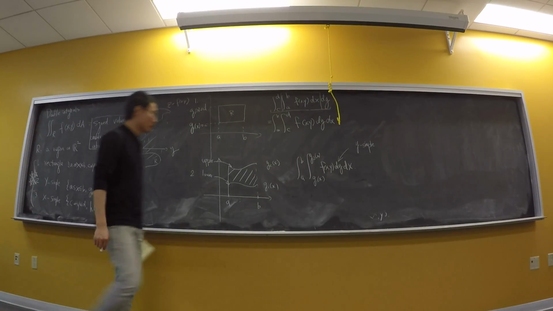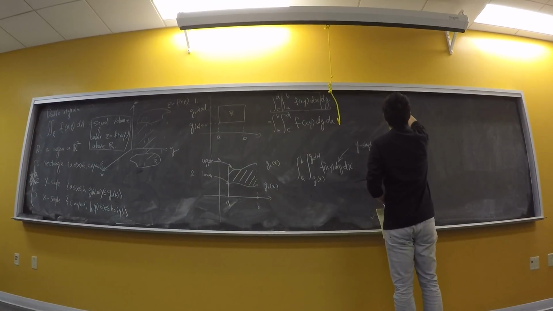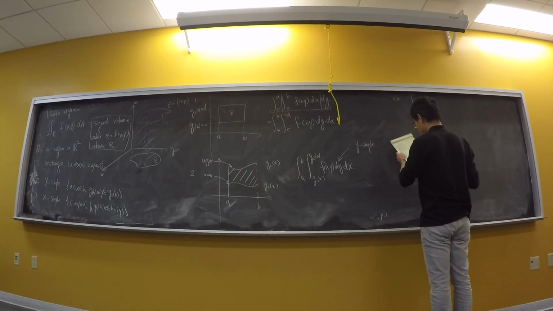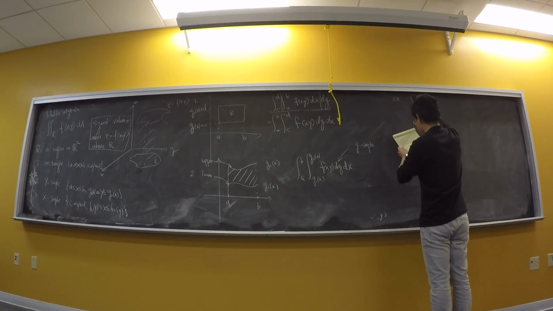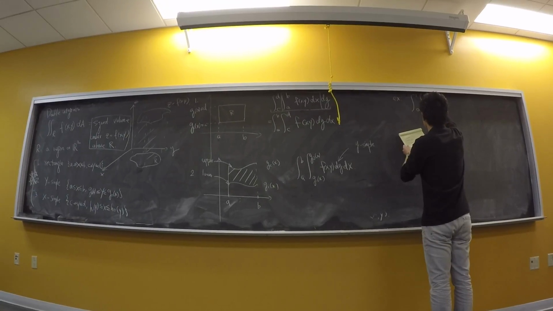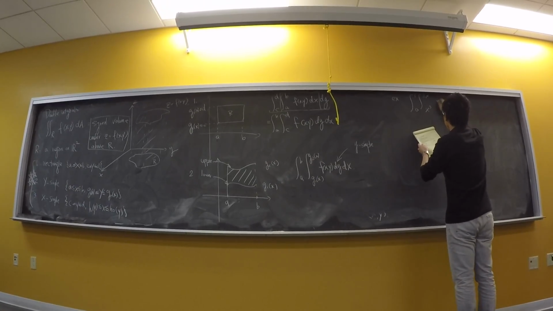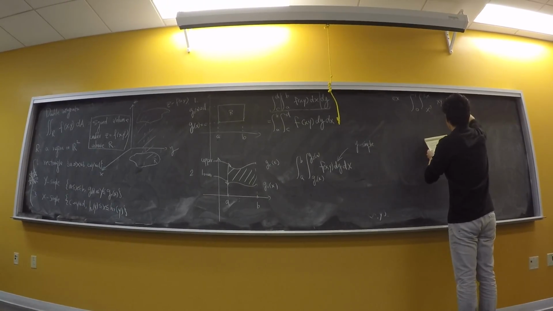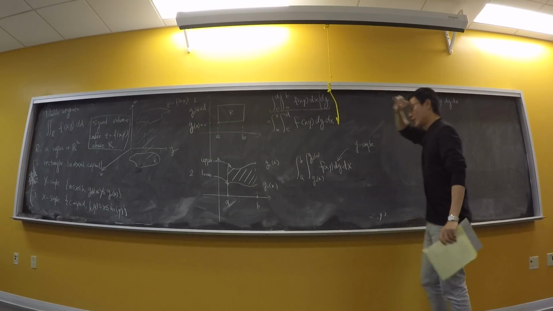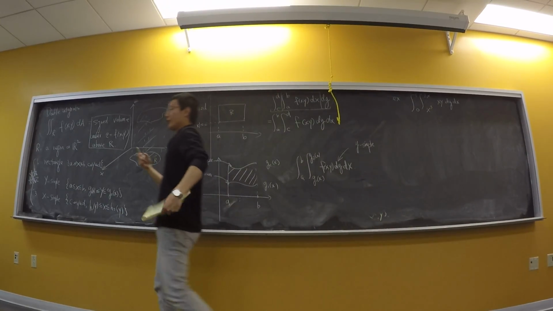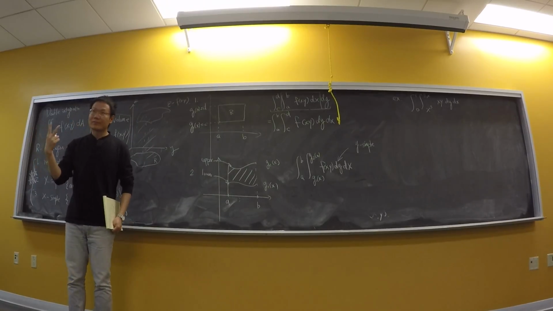Okay? So I will give you a very simple example to begin our discussion. From 0 to 1, x cubed to 2x, xy, dy, dx. Okay? So 2 things I want to mention here.